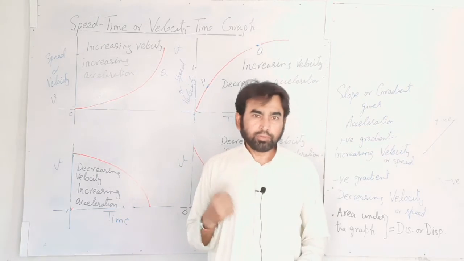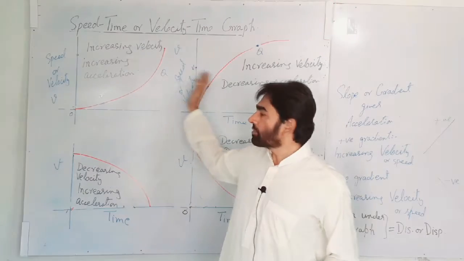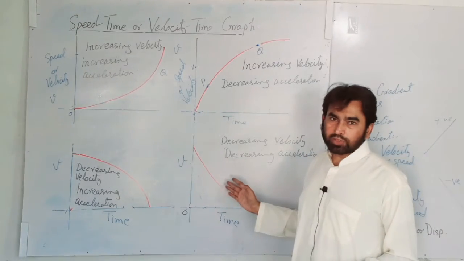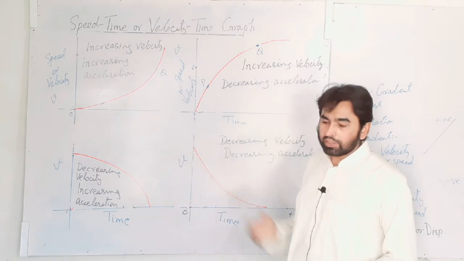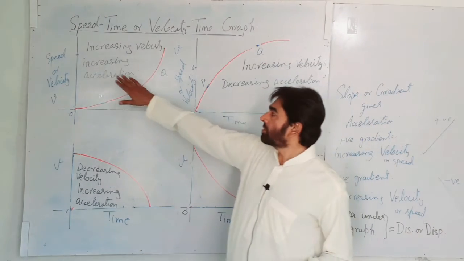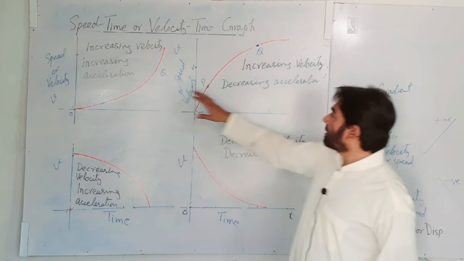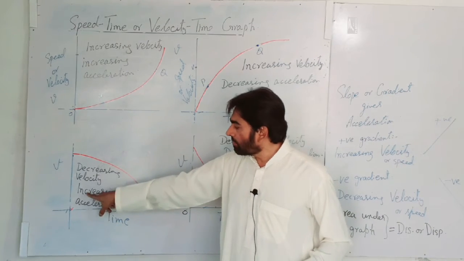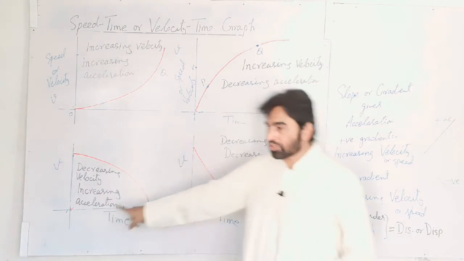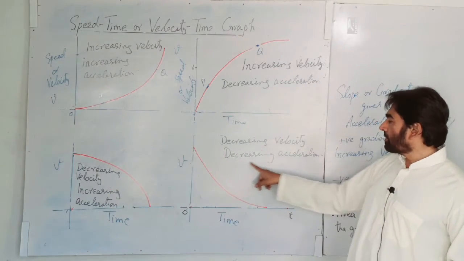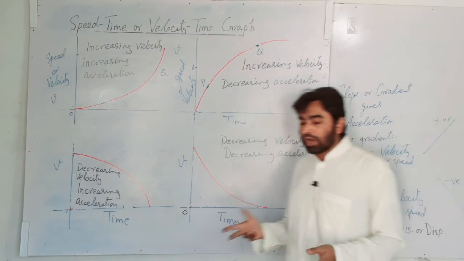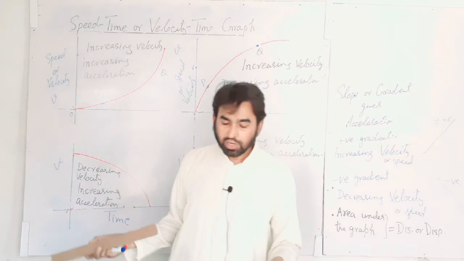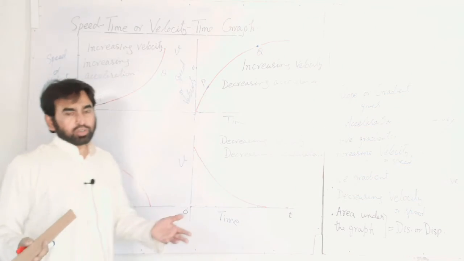Here I have drawn four cases in which in the first two cases the velocity is increasing. In these two cases the velocity is decreasing. But here the acceleration is increasing, and here it is decreasing. Now here, decreasing velocity with increasing acceleration, and decreasing velocity with decreasing acceleration. How are we going to decide that acceleration is increasing or decreasing while the velocity is increasing or decreasing?